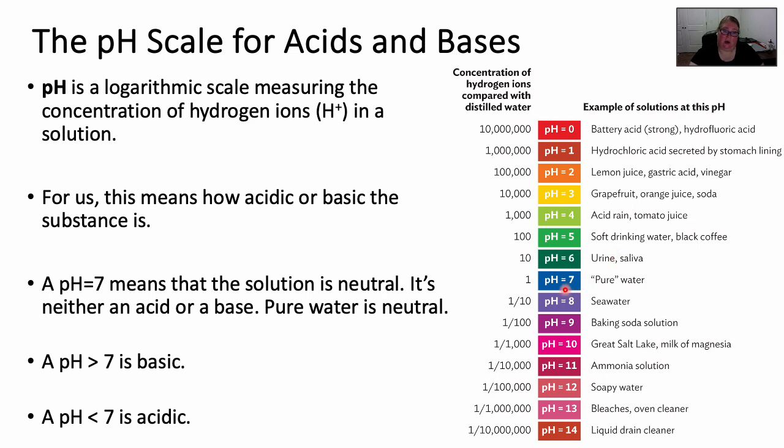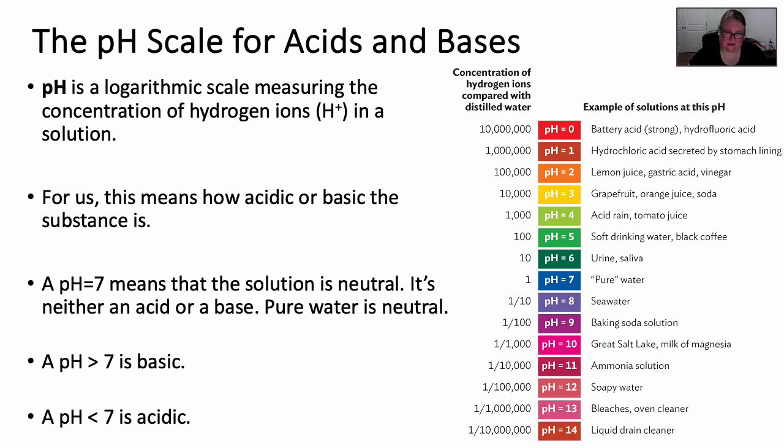Conversely, if we go above 7, usually we think 7.2, anything above 7.2 is going to be a base, meaning that our concentration of H plus is getting smaller, or we don't have as much of it, so our pH is getting bigger. I can't really think of any of our body fluids that will have a pH of greater than 7, but I can look that up for you. But you do need to know these ranges.